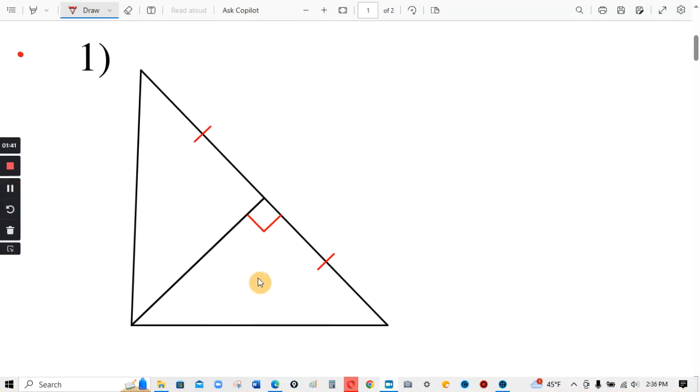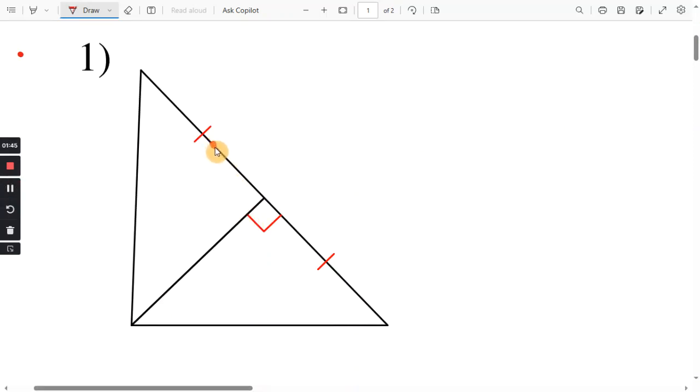All right, let's look at number 1. We see on the base of this triangle that we basically have a straight line right here. We know that a straight angle is 180 degrees. So if this angle is 90, the angle next to it is also going to be 90. Whenever you see a straight angle and one of the angles is 90, the other one's going to be 90 as well.